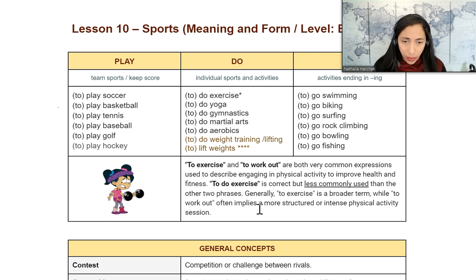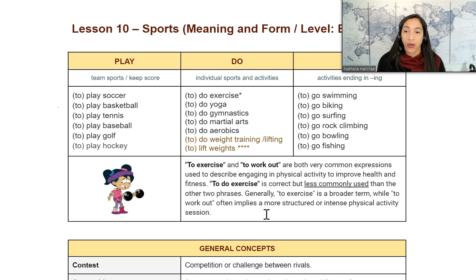I would like to read this paragraph here so you understand it better. To exercise and to work out are both very common expressions used to describe engaging in physical activity to improve health and fitness. To do exercise is correct, but less commonly used than the other two phrases. Generally, to exercise is a broader term, while to work out often implies a more structured or intense physical activity session. Okay, so if you want to talk about general things, you just say exercise. And workout is something planned, something structured, something more intense.